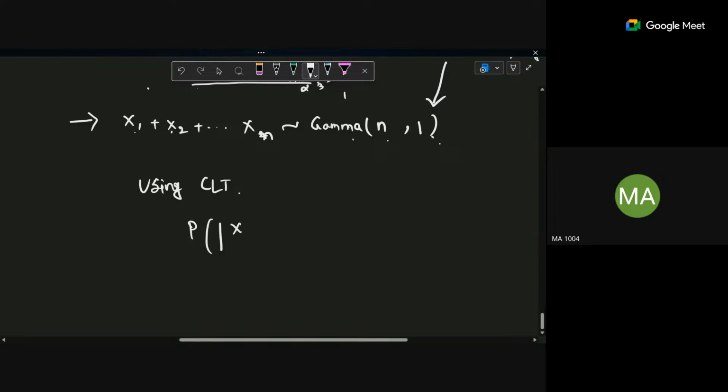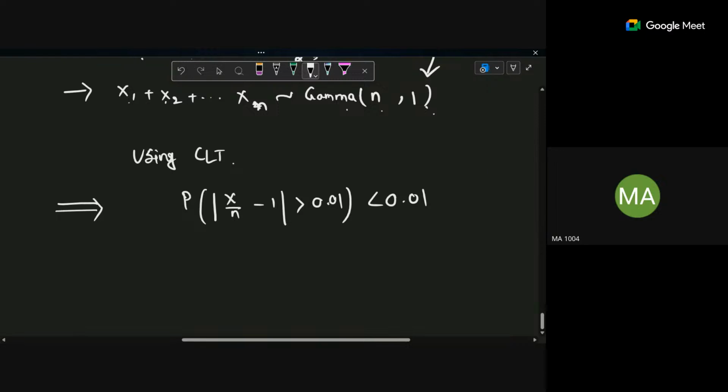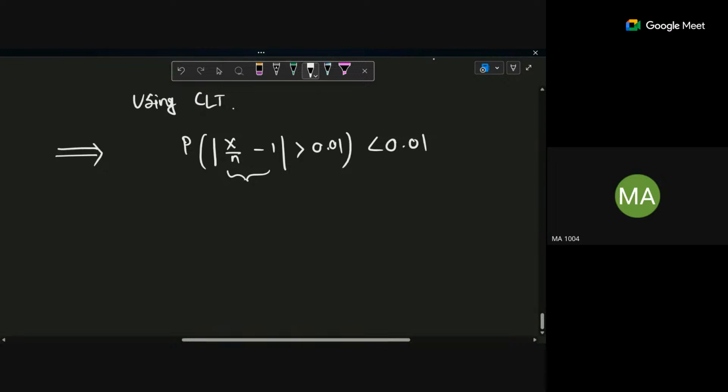So it was given that probability of |X/n minus 1| greater than 0.01 is strictly less than 0.01. This is given, right? And they are saying that use CLT here. That means our task will be to convert this, standardize it, using CLT.